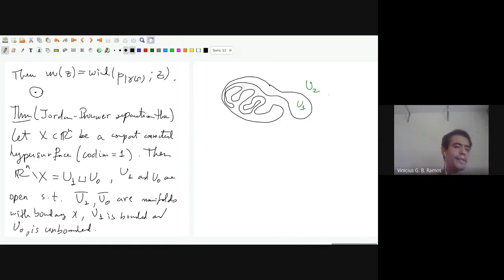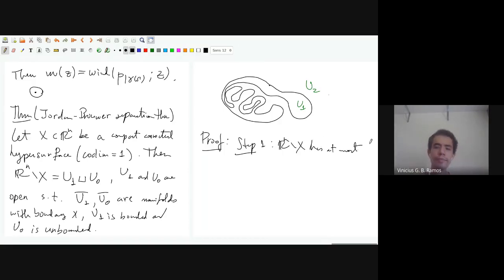U0 is going to be unbounded and U1 is going to be bounded. Okay, so let's prove this. The proof is actually not very hard, but it's still very interesting, I think. You can see the power of this winding number technique. So let's split it in a few steps. The first step is to show that the complement of X has at most 2 connected components.